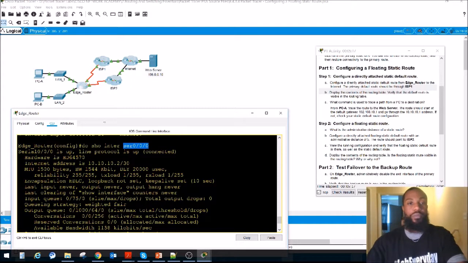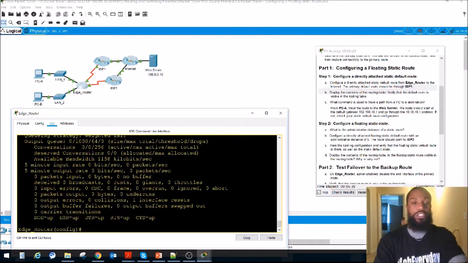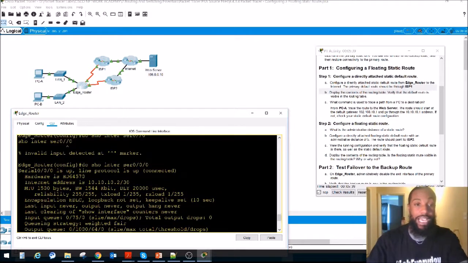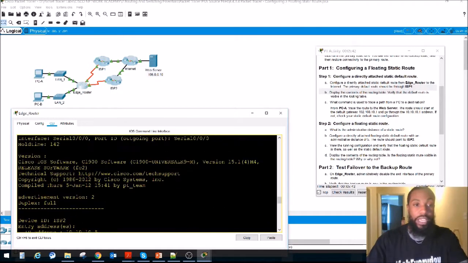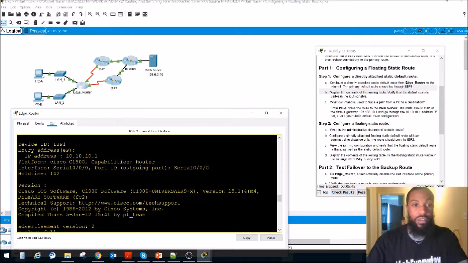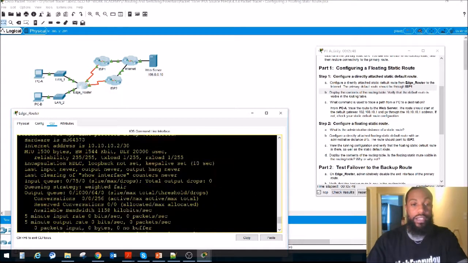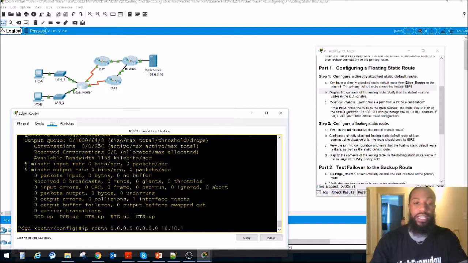Serial 0/0/0, right? So let's do our ip route. We didn't even need to do all of that, but I was just showing y'all. This is the default route, right? 0.0.0.0, quad 0. The subnet mask is also 0.0.0.0 for your default route, right? Now we need the IP address of the next hop router, which in this case was ISP1, and ISP1 is 10.10.10.1, right? That's our next hop router. So 10.10.10.1, and then the next thing we need to do here is we put our AD.